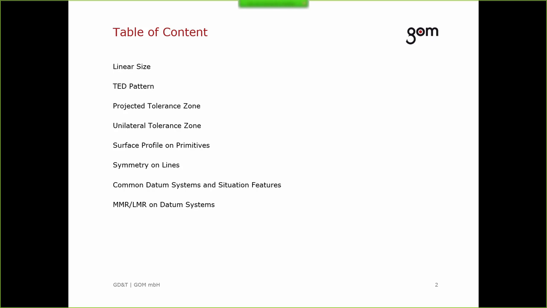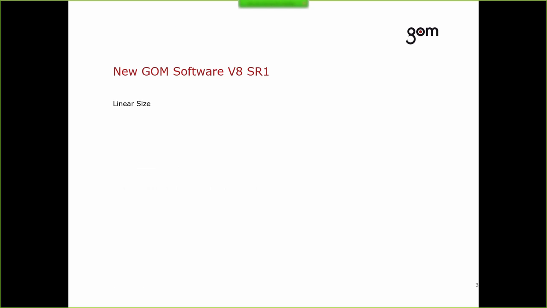We will show you how to create surface profiles on primitives, and we will introduce the new function symmetry on lines. We're going to talk about common datums and situation features, and finally, maximum material requirement and least material requirement on datums. Let us start with linear sizes.